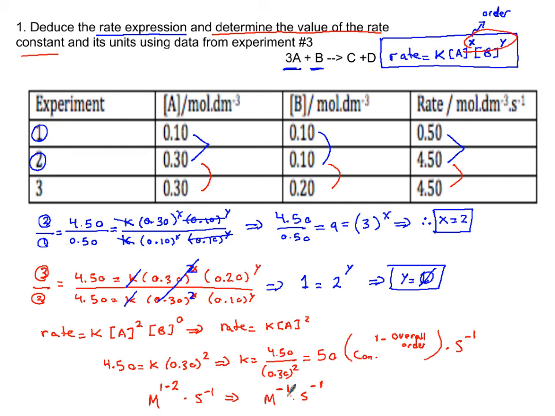Now, for the sake of IB, we are going to open it up. Always remember molarity, for us, is mole per decimeter cubed. So I'm going to plug it in. Therefore, the units of k are 50, mole to the minus 1, dm to the minus 3 times minus 1 is plus 3, second to the minus 1. So my rate expression is given. My k is calculated and its unit is also offered.